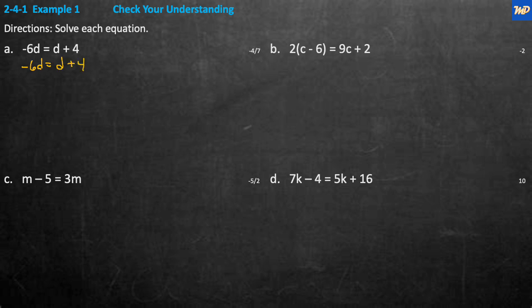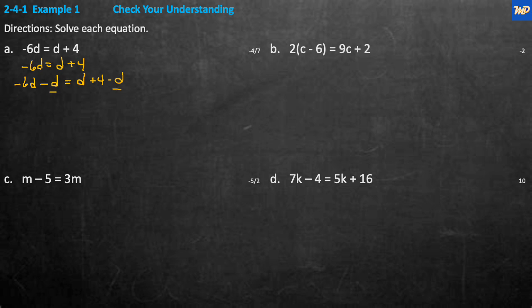So what do we have to do? Well, we have d on both sides of the equation, and basically that's all we're going to do, is move the d. In order to move the d, we have to subtract d from both sides of the equation. And when we do that, we're going to have minus 6d minus d equals d plus 4 minus d. That's where we subtract d from both sides right here.